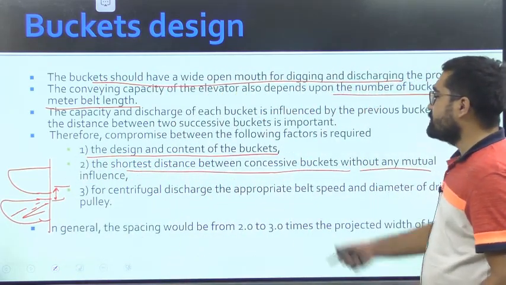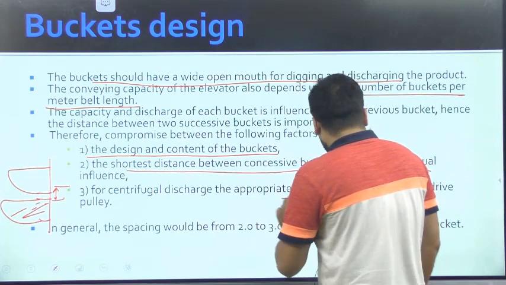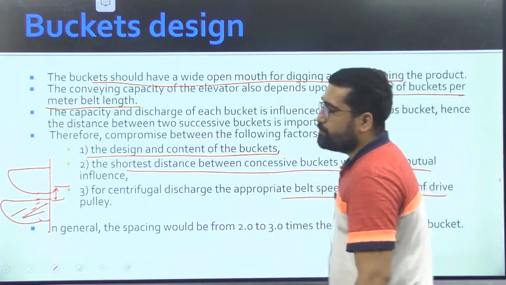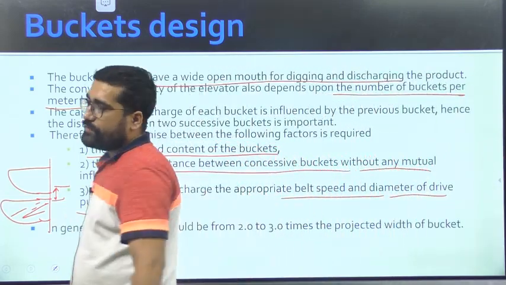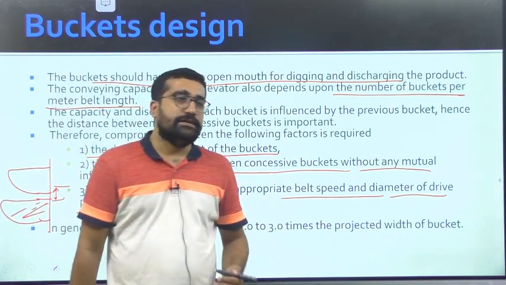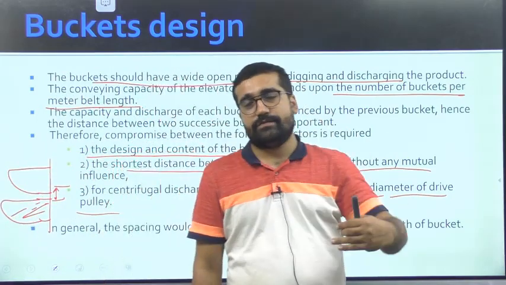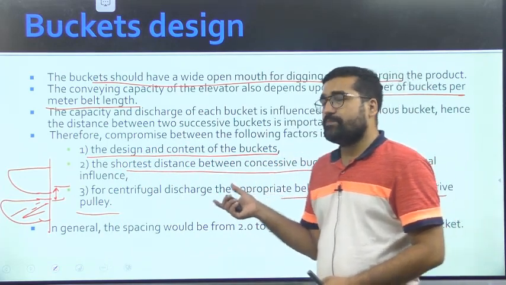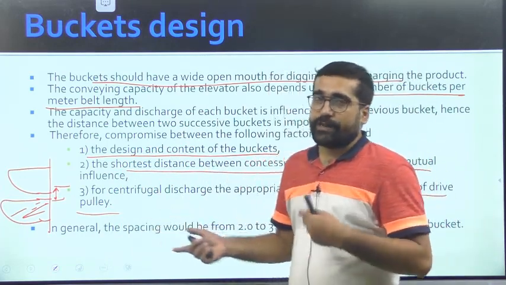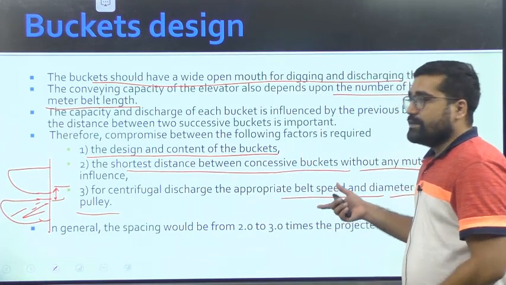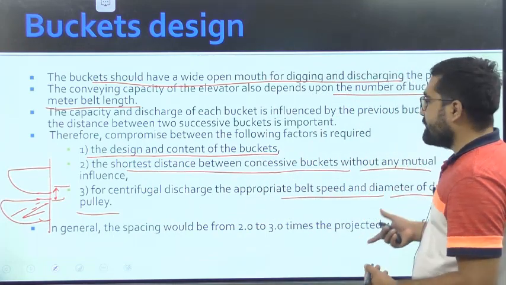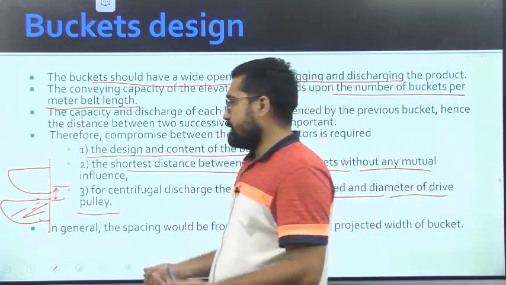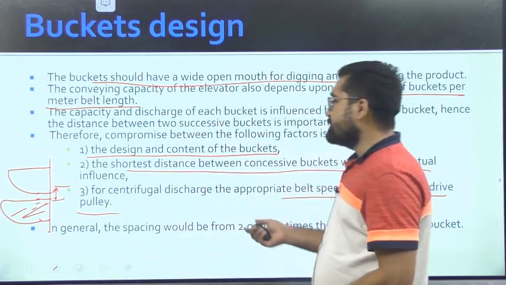For centrifugal discharge, what is the appropriate belt speed and diameter of the driver pulleys? Whenever we are designing buckets, we have to see what maximum speed we are going to operate at, or what the optimum speed should be, what the RPM of the motor or belt speed should be. For that we are going to design. And what should be the diameter of the pulley.